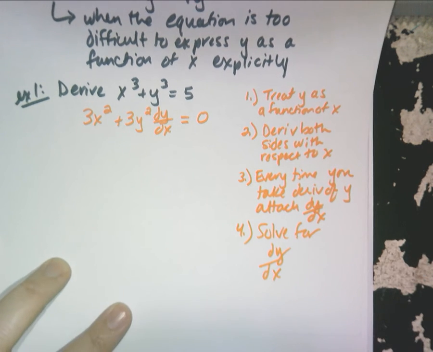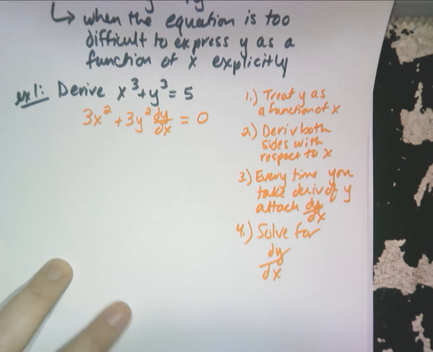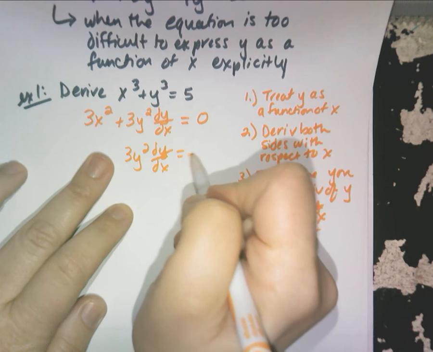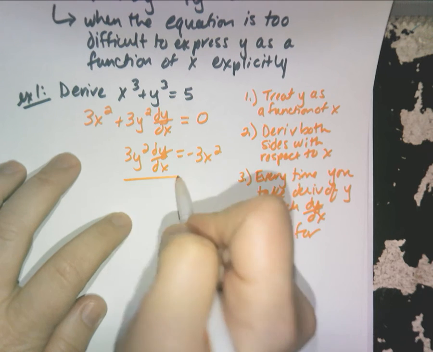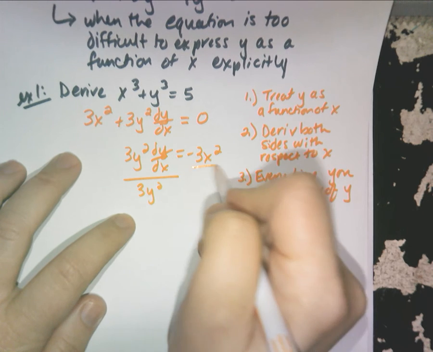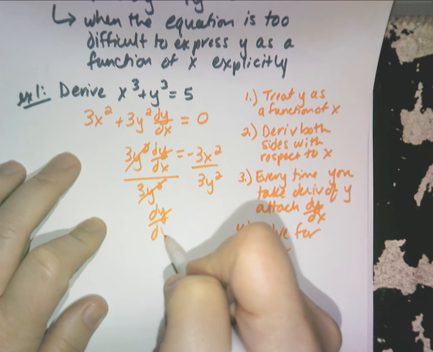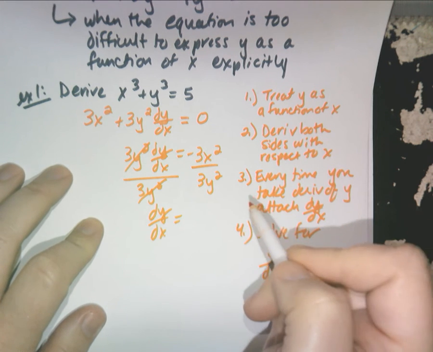So this one's pretty simple. What do you just do? What do you minus over? So 3y squared dy dx equals negative 3x squared. Divide by 3y squared. Divide by 3y squared. dy over dx equals, what does that reduce to?